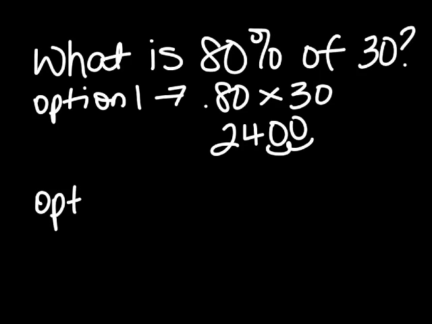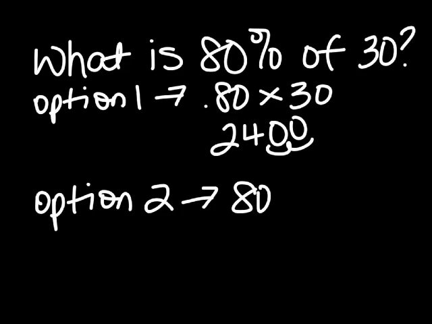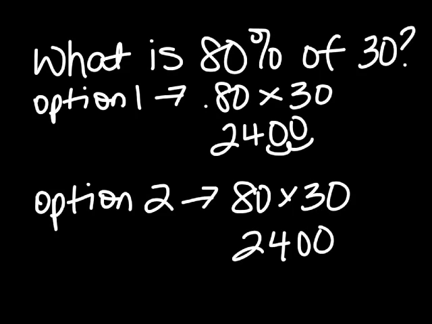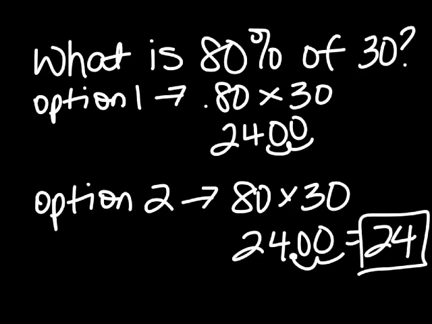Option 2 would just be to multiply 80 times 30, which you would get 2400. And then remember to drag that decimal back 2 spaces, so your answer would be 24. You're essentially doing the same thing both times, just in a little bit different way.